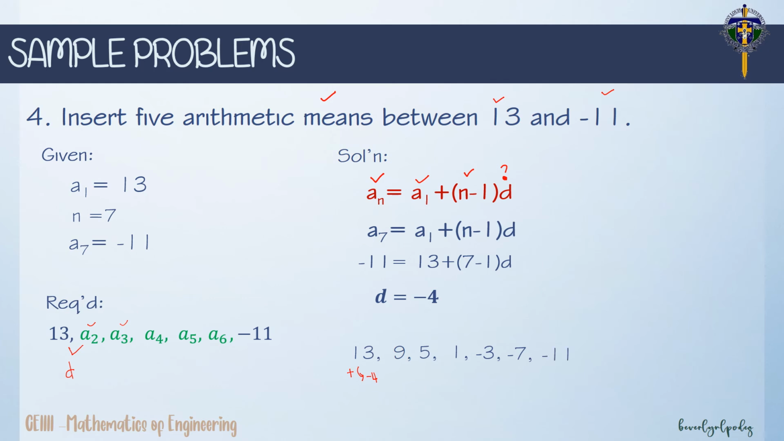And the last term is negative 11. That is the last term. So if we check, is negative 7 plus negative 4 equal to negative 11? Yes. Negative 7 plus the difference, negative 4, is equal to negative 11. So therefore, this is now our answer.